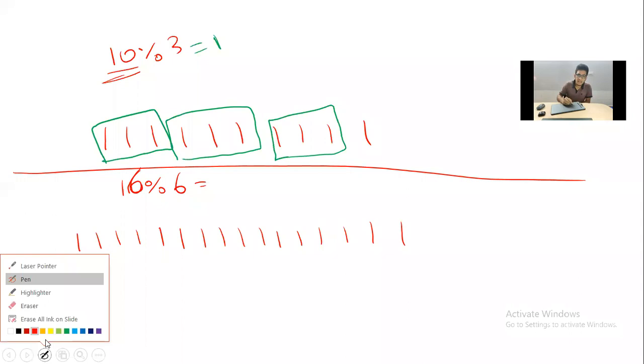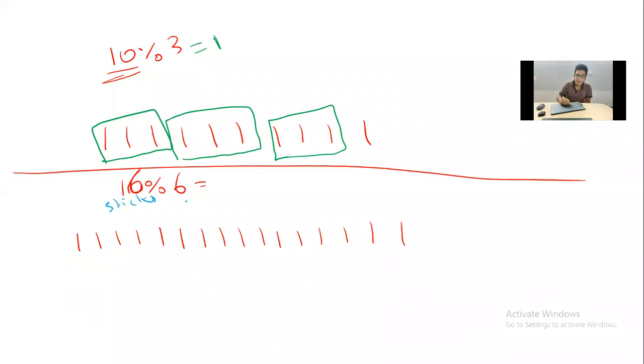This is 16 sticks. This is our sticks, and this is our grouping. Here also 10 is our number of sticks. 3 is how many groups we have to do. In a group, how many sticks should be there? That is the thing. So what you have to do now is group every 6 sticks.